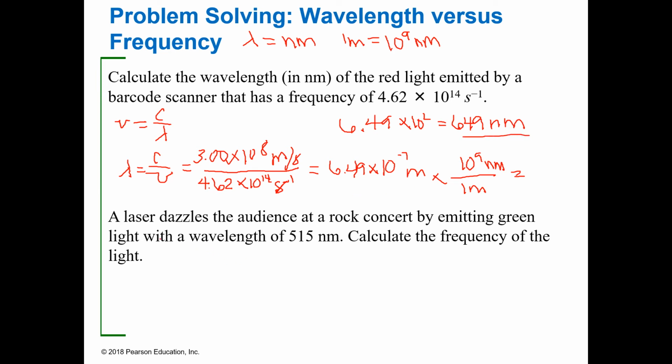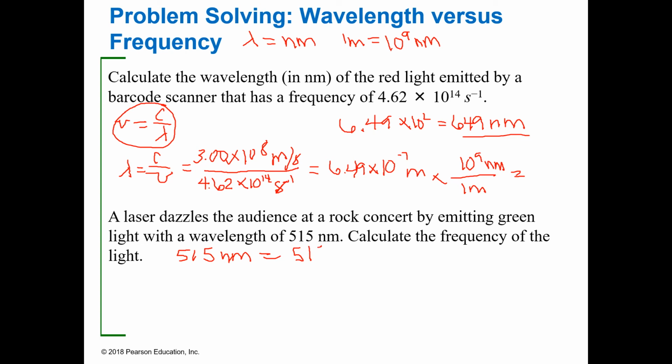And here, let's look at this one. Here we're given a wavelength, and it's asking to calculate the frequency. So I'm going to base it off this. But I know my wavelength needs to be in meters here. And why is that? Because our speed of light is in meters. So if I have speed of light over wavelength, those units need to match.